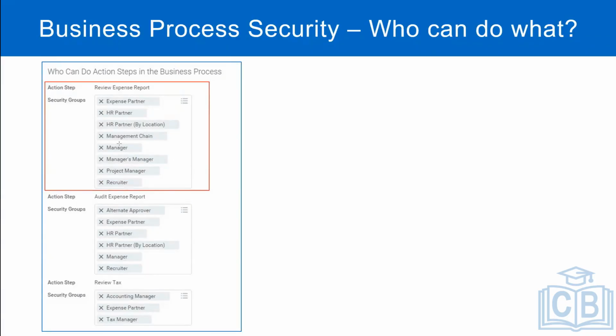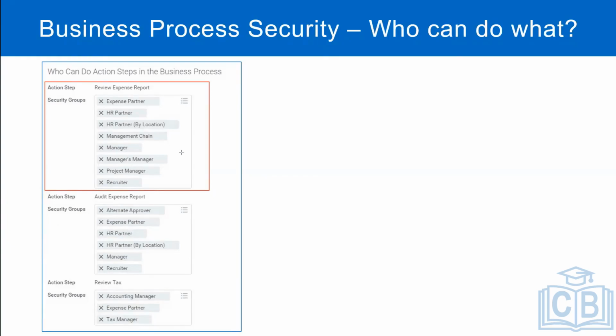Let's say you now create your business process definition. You add a step which says review expense report. You have to choose from either of these ones. You can choose between an expense partner or HR partner or manager's manager and so on. You have to choose either of the ones mentioned here, and you have to include only one in your review step. You can choose only from this list.